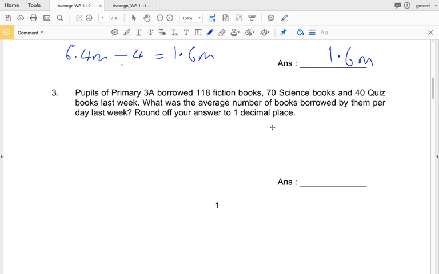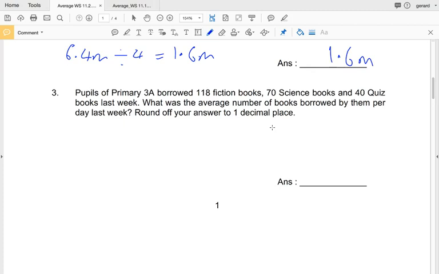The question says they want you to find the average number of books, the total number of books. All we need to do is add in all the different books, the fiction books, the science books, and the quiz books. Once you have these 3 added together, there's a total number of books. Now we know that 1 week has 7 days, so we just need to divide by 7 to find the average number of books borrowed per week.